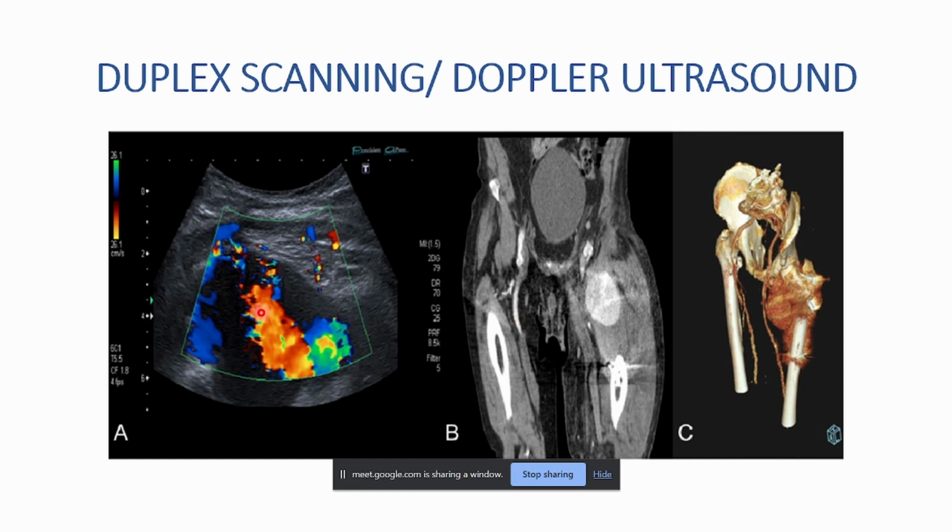In this figure, if you can see figure number 8, it shows a hypoechoic artery with turbulent flow through the diameter of the vessel. And in figure C, we can see a pseudoaneurysm in the lateral circumflex artery, which is a branch of the deep femoral artery.